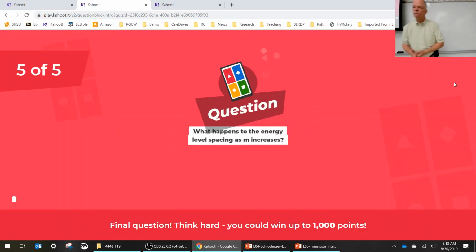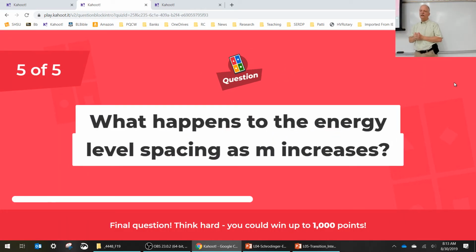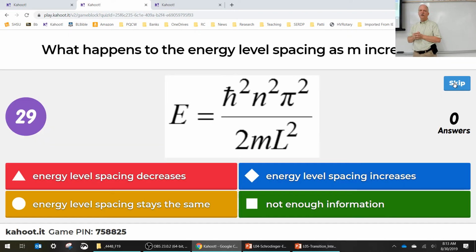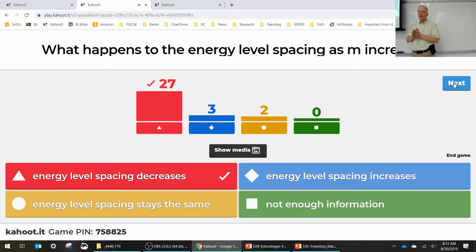Last one. What happens to the energy level spacing as M increases? So you're looking at that equation. Where is M? My goal for you is to be able to look at an equation and read it like a paragraph. And you find all the pieces and you're able to pull out facts from that equation. So once again, M is in the denominator. So a massive particle like myself, you would not be able to detect my quantized states in this room.